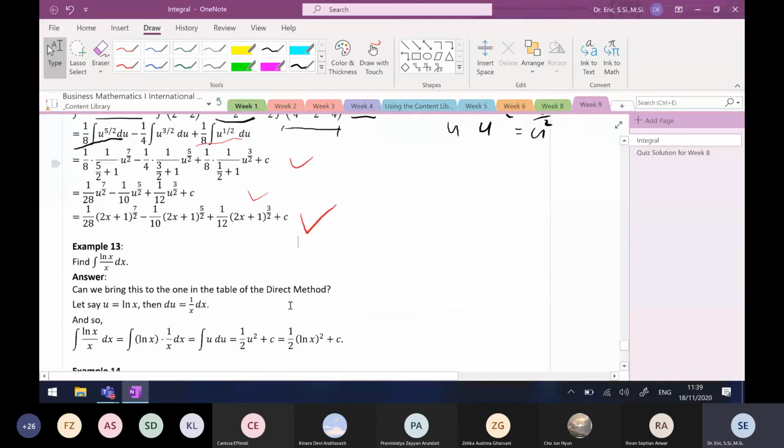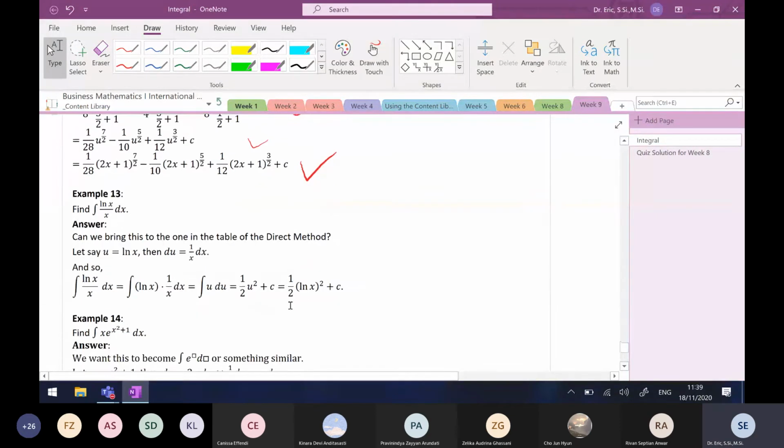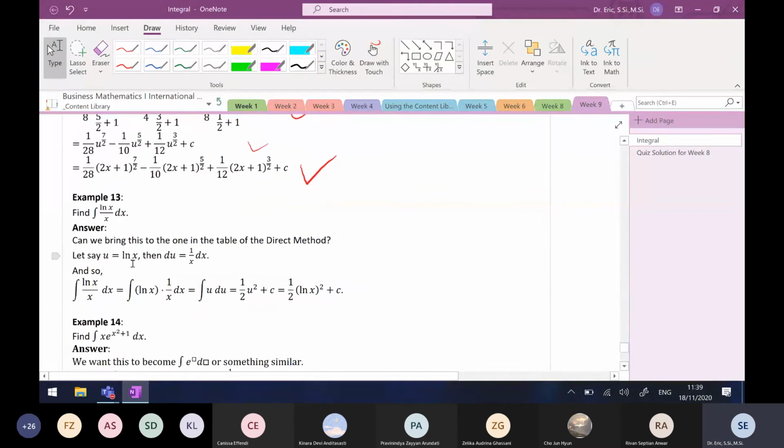No, let's just continue for two last examples. So find the integral of ln x divided by x dx, no boundary. So can we bring this to the form that we have in the table of the direct method? Okay, yeah.